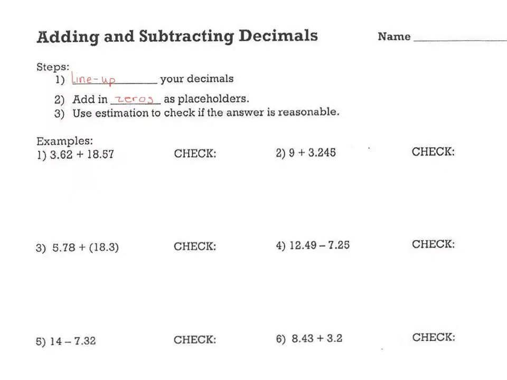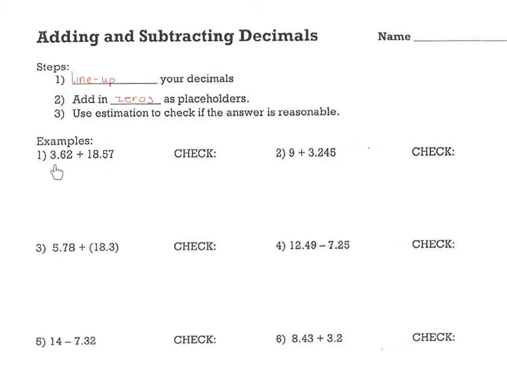Adding and subtracting decimals. Here are your steps. Number 1, you line up your decimals. Number 2, you add in zeros as placeholders. Number 3, you use estimation to check if the answer is reasonable. Adding and subtracting decimals, you must line up the decimals.